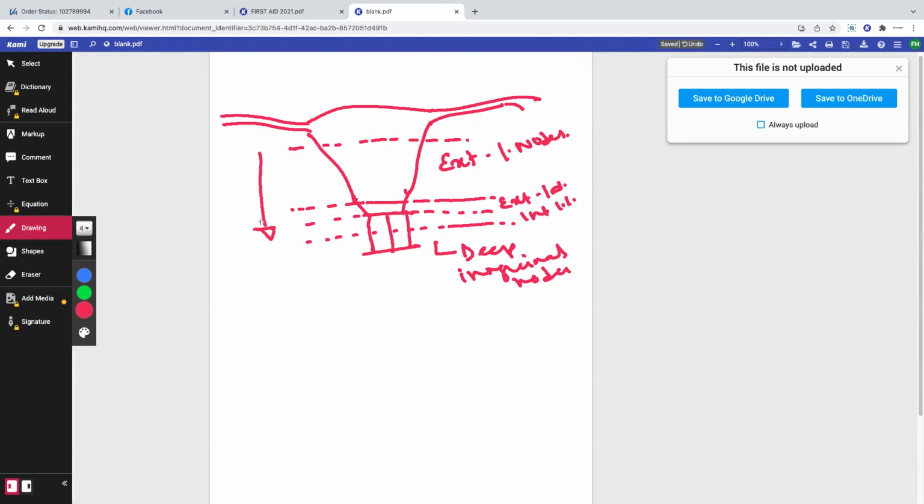Deep inguinal nodes, or into the superficial inguinal nodes. Mostly it's into the superficial inguinal nodes, but deep is usually for the glans penis and the glans clitoris. But for females, it's superficial inguinal nodes. So one more time, external iliac, internal iliac, and then superficial inguinal nodes. Have I made myself clear?